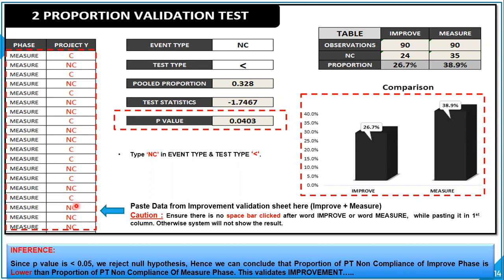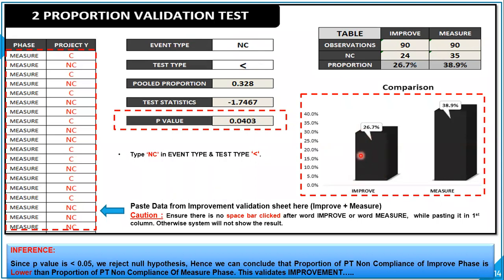Okay. Once that is done, just type NC over here. Event type NC, nothing else. And test type less than sign. That's it. Once that is done, you're going to get a p-value over here. And you also can compare improved phase with that of major phase. So here p-value is 0.043, and this is the comparison.